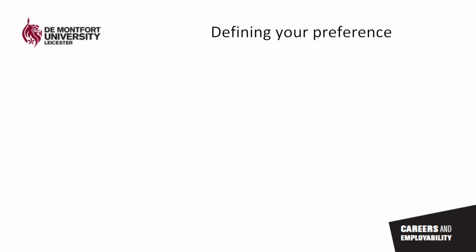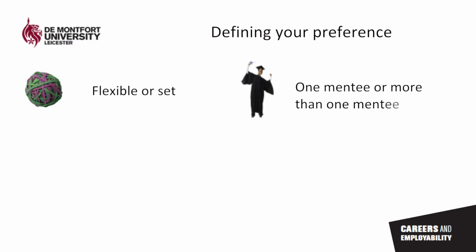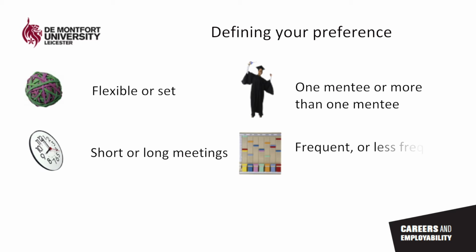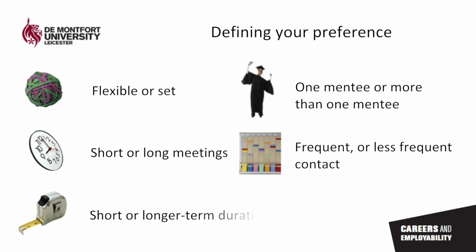In order to identify your preferences, we have a range of options for you to select from in a list below. Please take a moment to think about your preference. You will have the option in the assessment afterwards to state what your preferences are. These could include whether your mentoring will be flexible or set, whether you're open to one mentee or more than one, whether you are interested in short or long meetings or exchanges, whether you want frequent or less frequent meetings or exchanges, and whether you want a short-term relationship or perhaps something longer term.